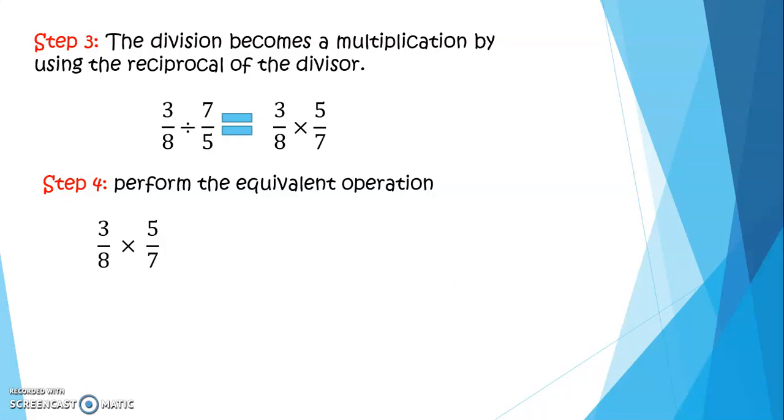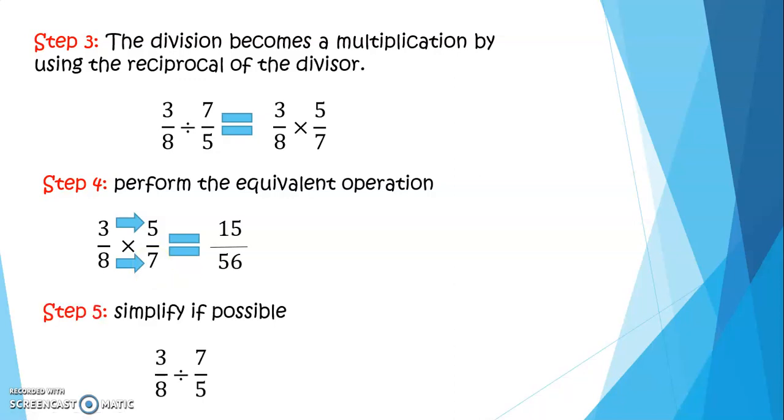Remember that what we do is multiply the top numbers and the bottom numbers, each by each other. We start with the top numbers, 3 times 5, that is going to be 15, and 8 times 7, that is going to be 56. We cannot simplify this fraction, so step 5 is the same fraction, meaning that 3/8 divided by 7/5 is going to be 15/56.